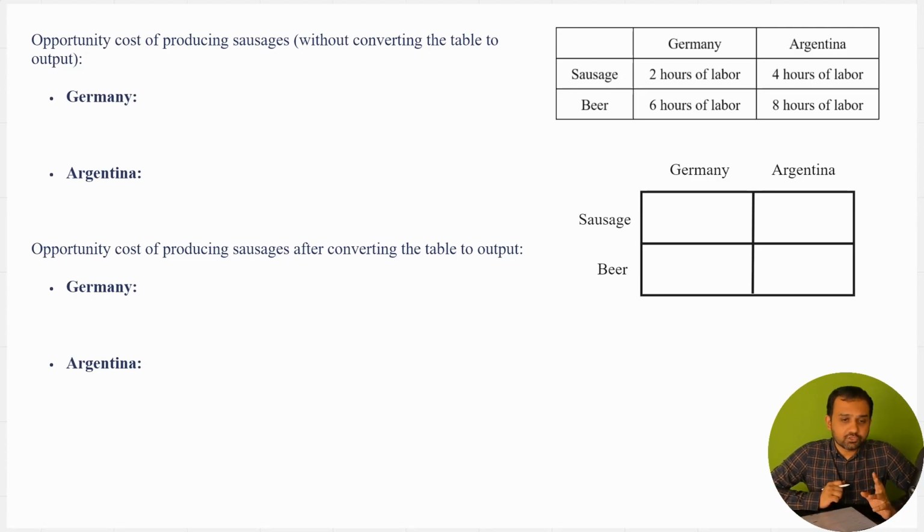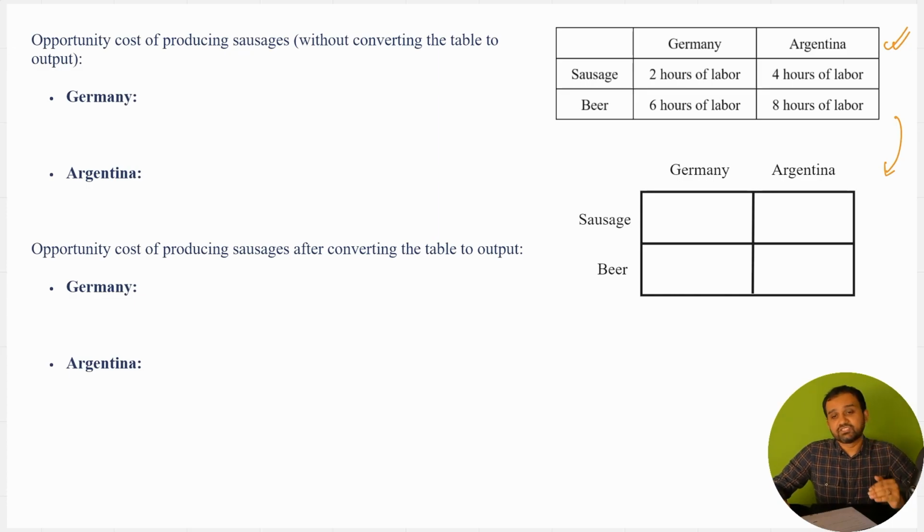So there are 2 ways of doing this. One is you can pick a good and calculate the opportunity cost of producing that good directly from the table that you have been provided, or you can convert this number of hours required to produce a unit to an output table. So I'll take you through both of the processes. You can follow the one that seems more intuitive to you. So first off, calculating opportunity cost without converting the table to an output table.